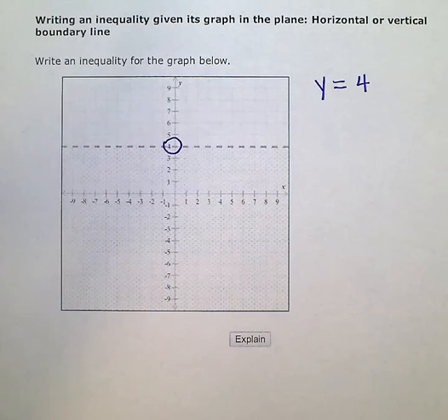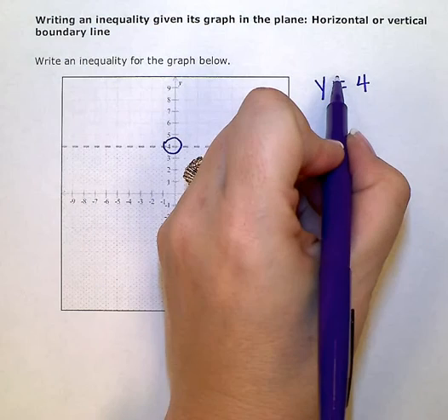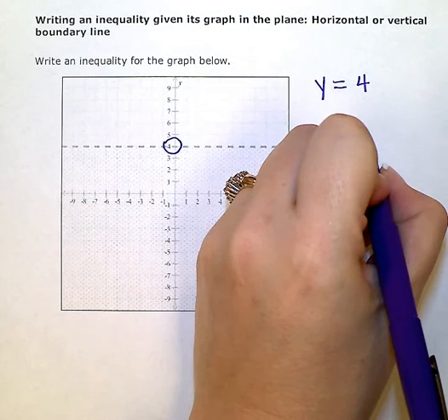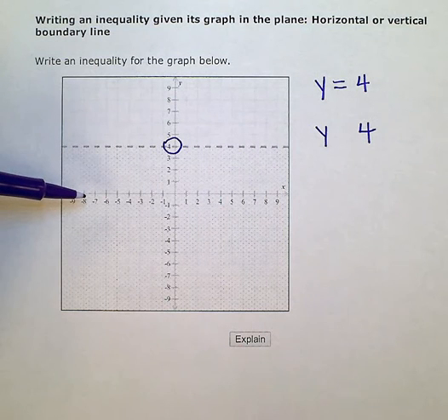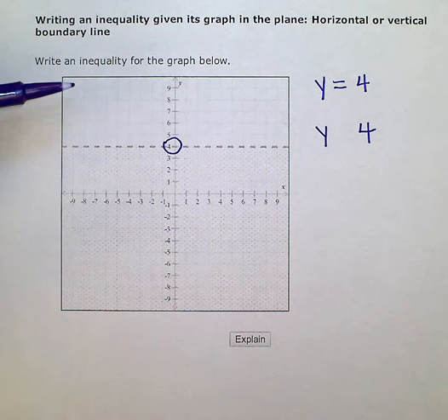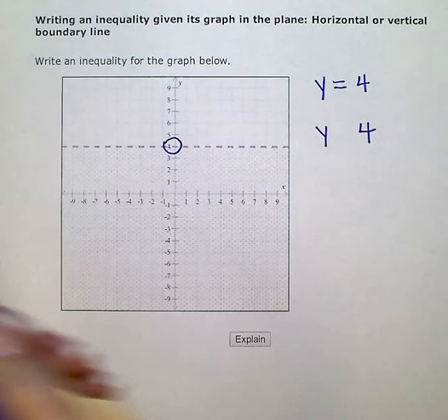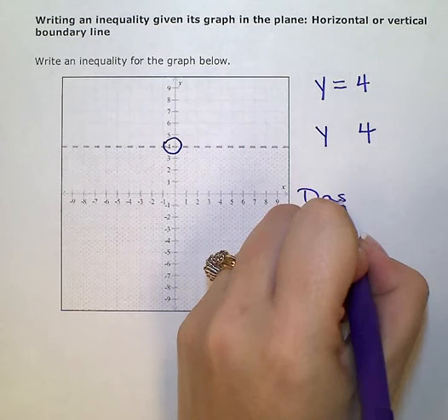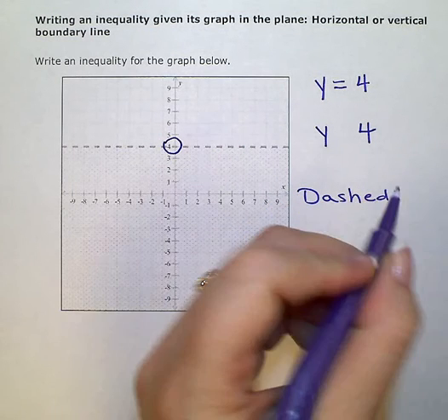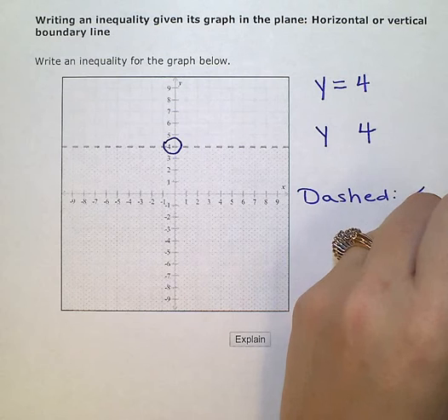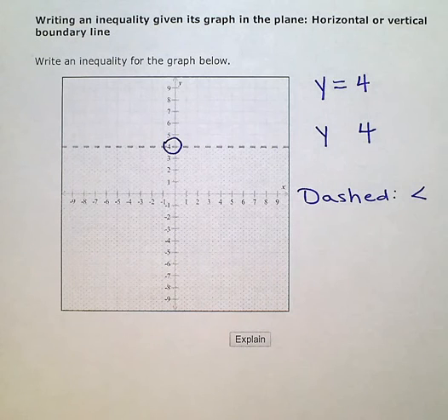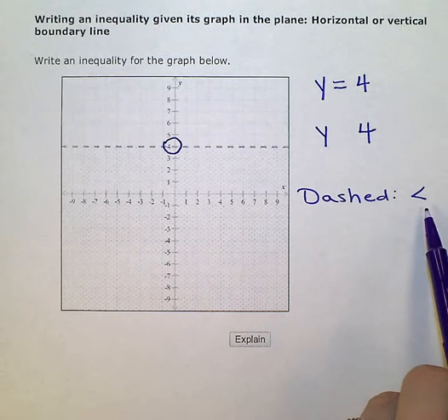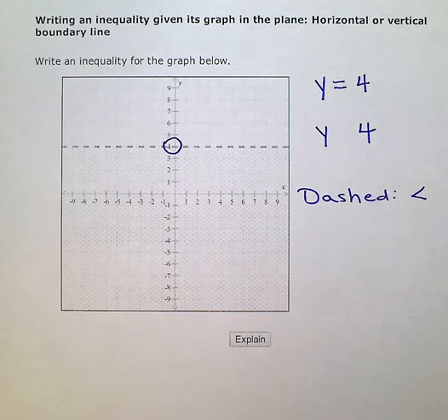Okay, so now I need to switch out this equal sign for an inequality symbol that will incorporate the dashed line and the shading in the graph as well. The fact that I have a dashed line means that my inequality symbol is going to be either strictly less than or strictly greater than. I use a solid line if I have the equal to as part of my inequality. But since this is dashed, I know I'm going to substitute in here either strictly less than or strictly greater than, without the equal to symbol below.